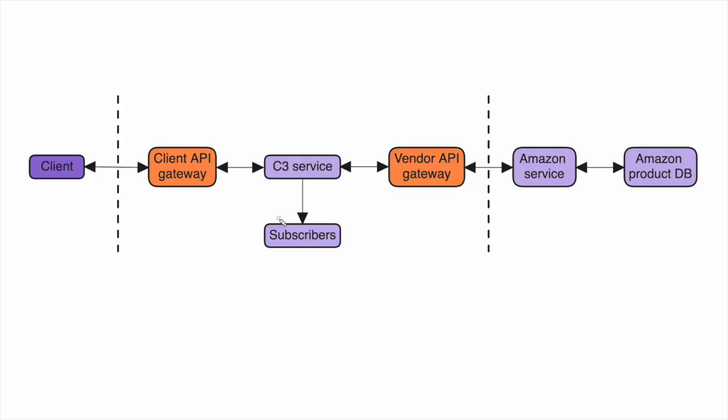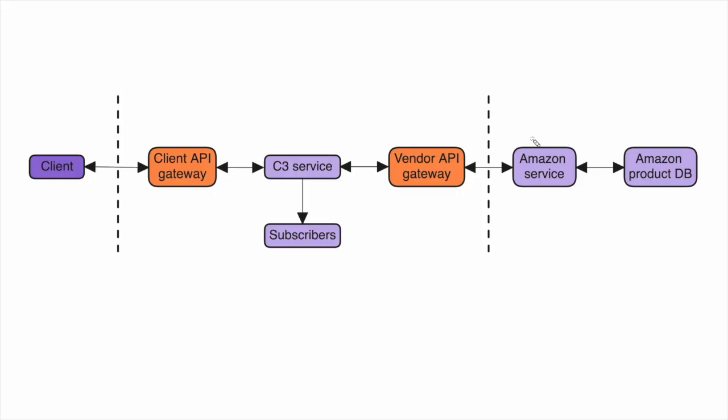At the same time, users would be able to subscribe for a specific product and be notified if the price drops on that product. So here we have a C3 service in the middle, and then it's surrounded by two API gateways. One is for the clients to be able to connect to our system, and the other one is for the vendor to be able to retrieve products from external systems. In our case, it can be Amazon, but it can be any other external marketplace.